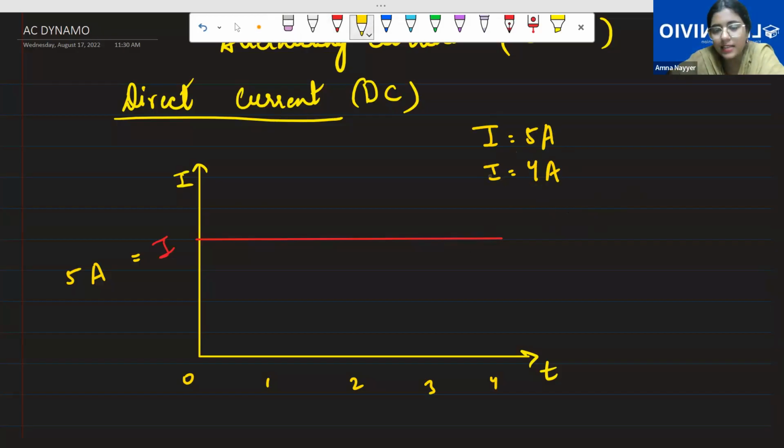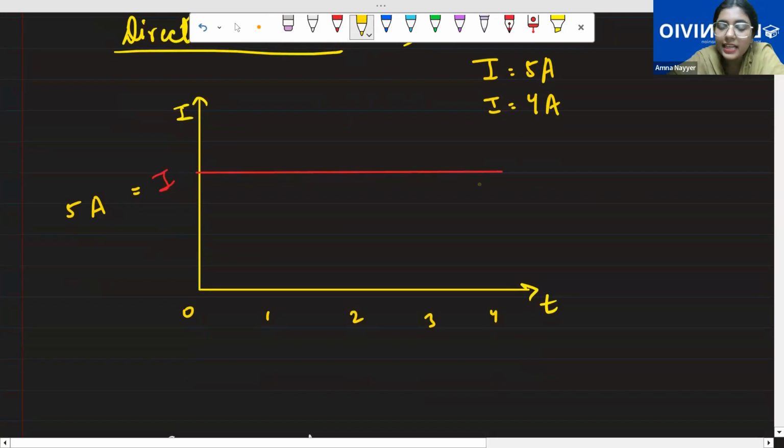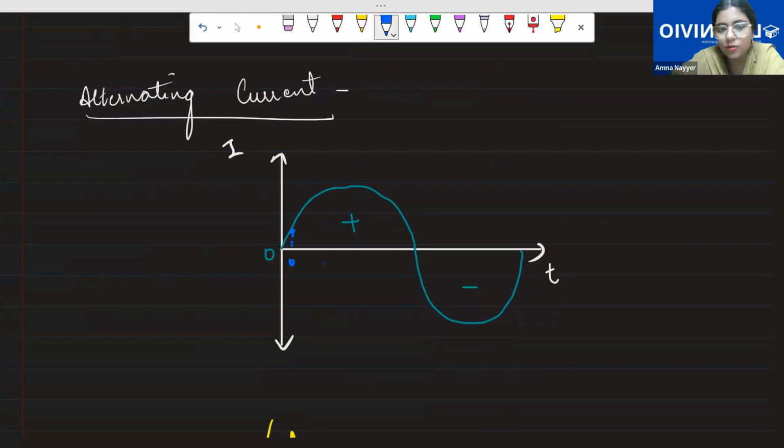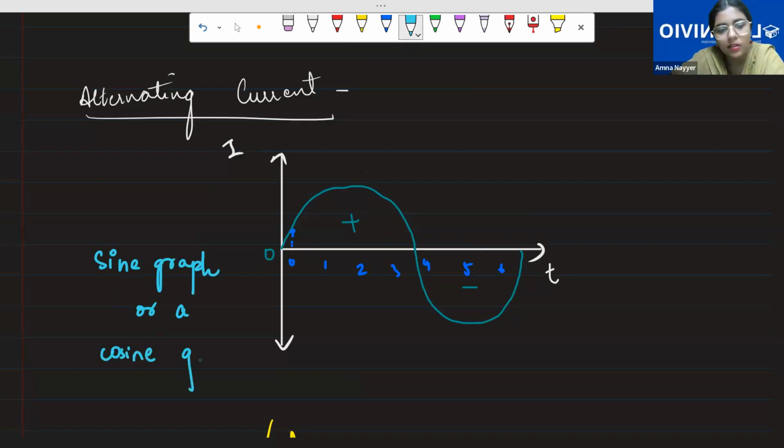So that's what is known as the direct current, DC. Means for every value, you're getting the same value of current. So that's how its graph is plotted. Then what's AC? AC means at every point the value will change. Look here. At 0, 1, 2, 3, 4, 5, 6, the value is continuously changing. And what kind of graph do you obtain? You obtain a sine graph or a cosine graph.